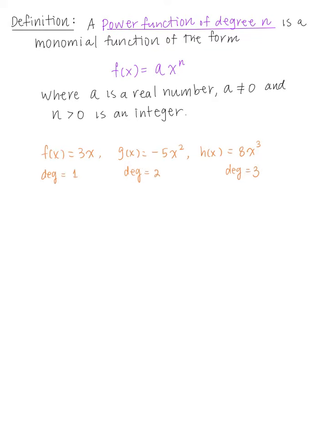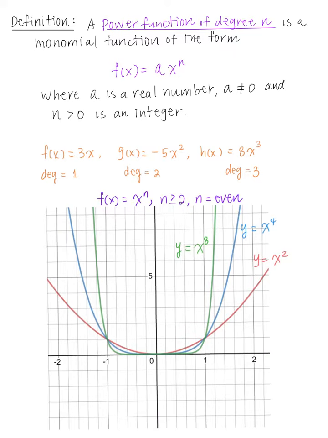Now let's talk about the behavior of the graphs of power functions. Now, your degree can be either even or odd. So first, let's take a look at when the degree is even on the power function. So here are 3 graphs of power functions. I took the leading coefficient a to be 1. So we're looking at y equals x squared. We've seen this guy many, many times. And then the blue one is y equals x to the 4th, and the green one is y equals x to the 8th.